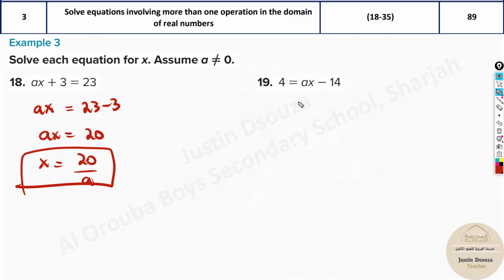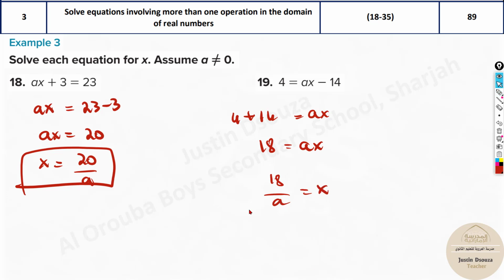Same thing over here. Leave ax over here itself. Take this minus 14 to the other side. It will be 4 plus 14. Negative becomes positive. You will get 18 equals ax. You need only x. So take a to the other side. 18 by a equals x.